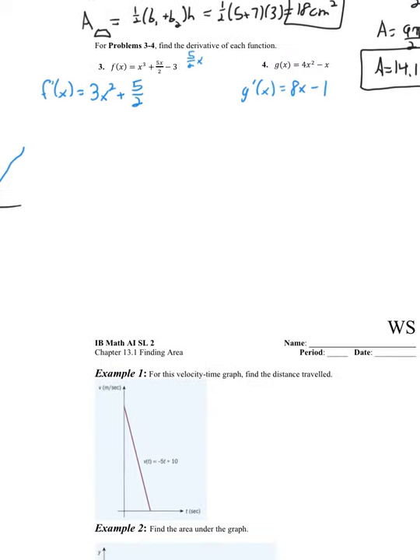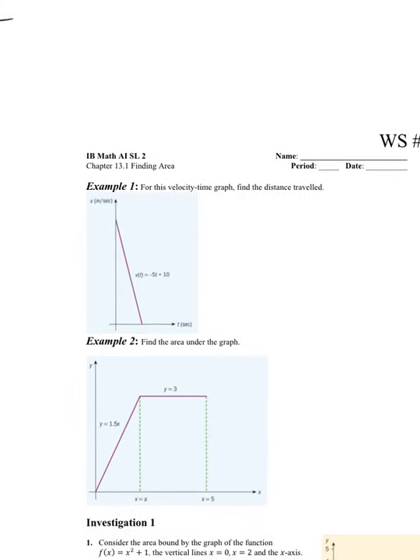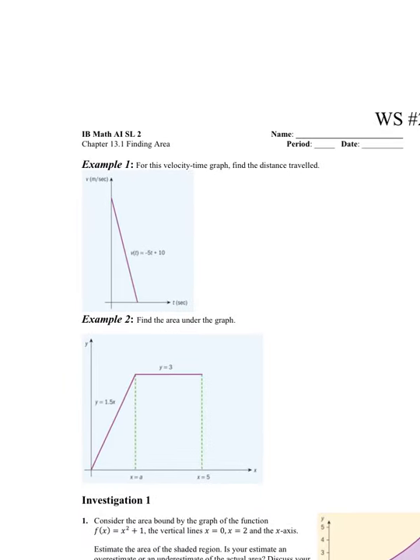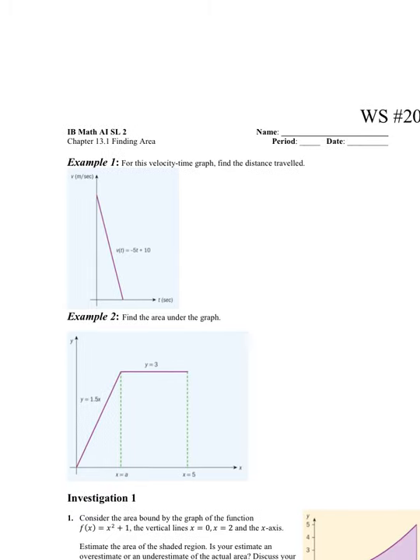Okay. First thing we want to look at, we'll just do a couple practice problems here. Example one says, for this velocity time graph, find the distance traveled. All right, so it's velocity versus time. So you want to find out how long did this thing go, the distance traveled.